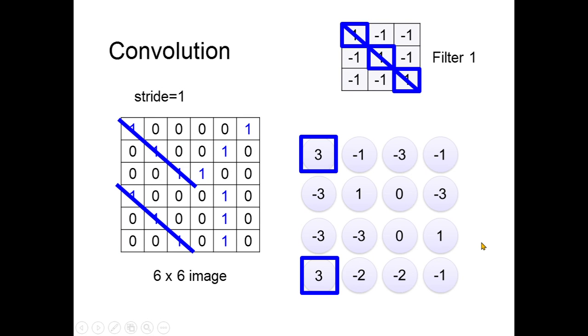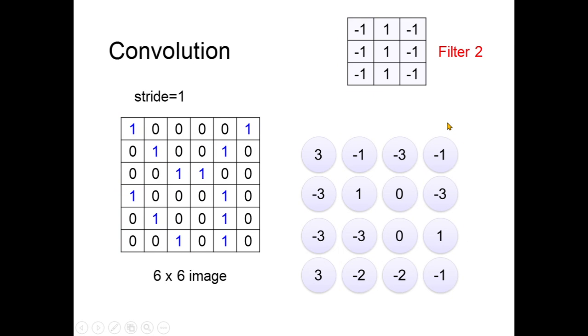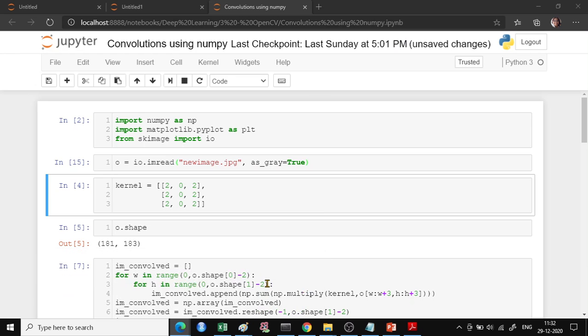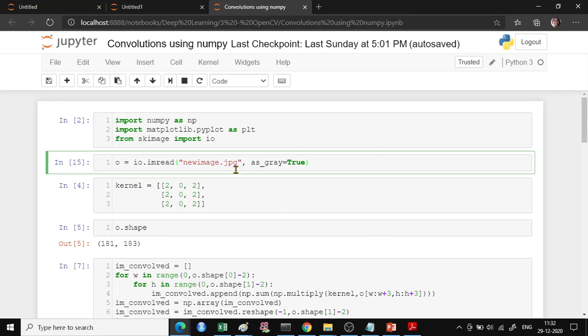So this is the convolution operation. Let us look at this operation in Python. You can apply as many filters as you want, and when you apply multiple filters, the resultant matrix that you get is called the feature map. So I have imported this image called the new image. The image looks like this.